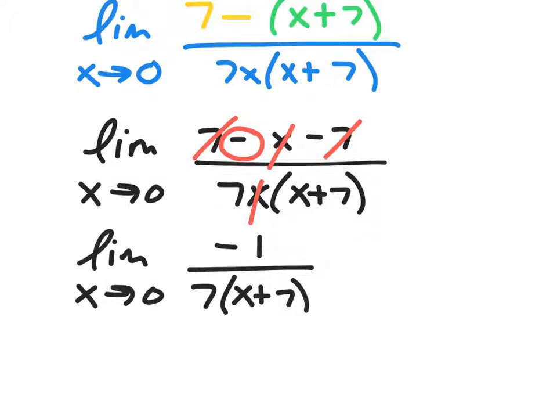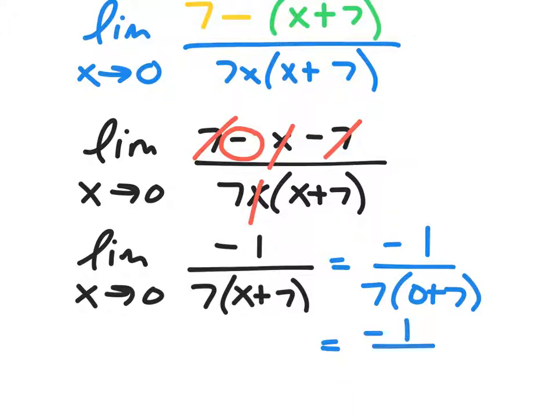And so now I can go back and actually evaluate my limit by plugging in the 0. So if I plug in 0, now I can actually drop the limit notation in front because I'm actually evaluating the limit, and I'm left with negative 1 over 7 times 0 plus 7, which simplifies to negative 1 over 7 times 7, which is 49. That would be the limit or the y value that the graph approaches as x approaches 0.